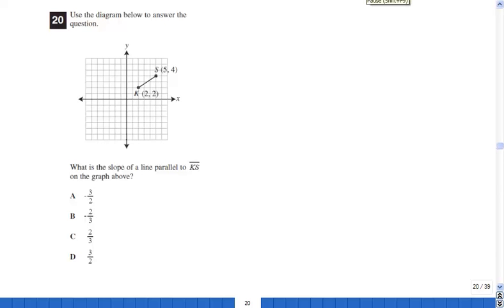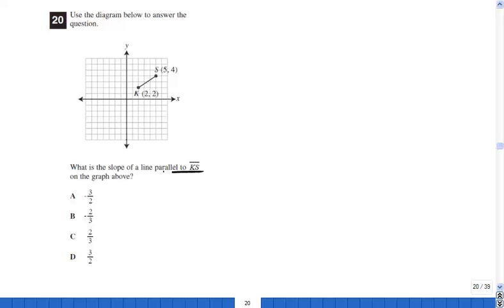Nevada Virtual Academy proficiency exam, juniors, seniors, everybody else. Problem: use the diagram below to answer the question. We have a segment here between 2 points, obviously part of a line. And the question is, what is the slope of a line that is parallel to KS?